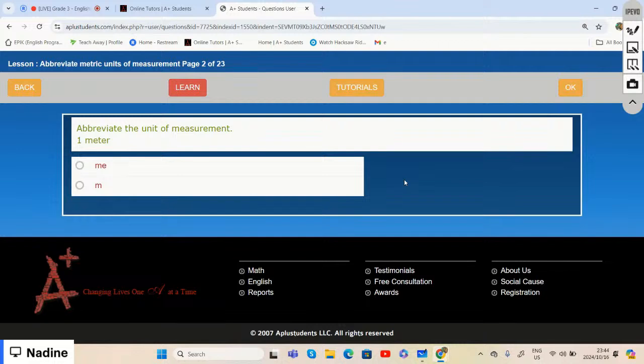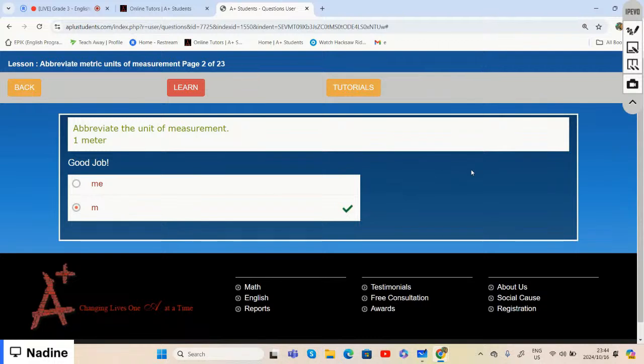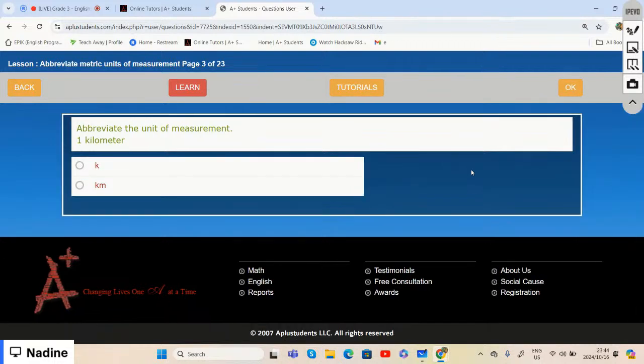1 meter. All right. And if we were to abbreviate the units of measurements, we would say it's option 2 for 1 meter. Well done. M for meter, only M. 1 kilometer, is it option 1 K for kilometer or option 2 km for kilometer? This is distance.